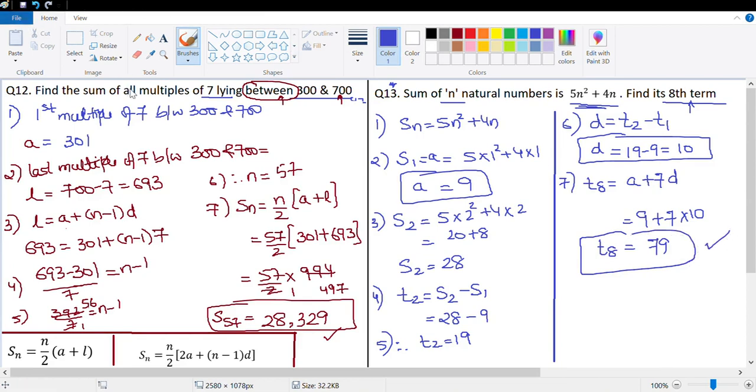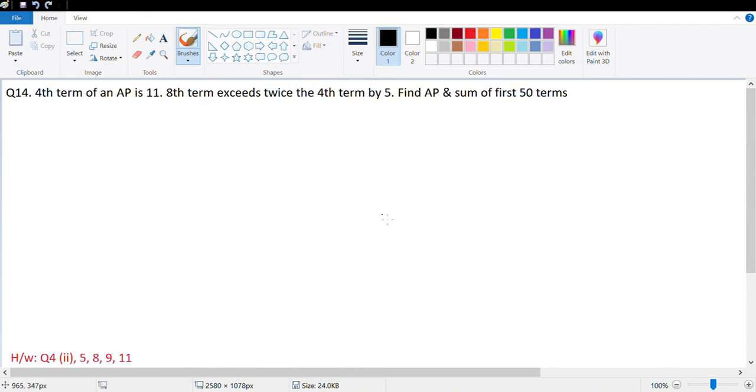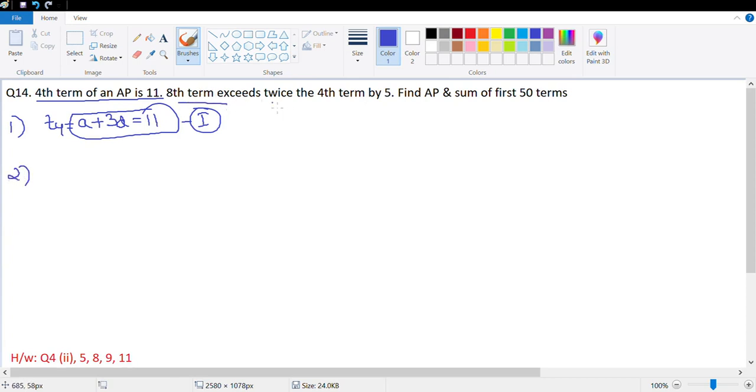Good. That brings me to the last question of this exercise that I do with you, which is question number 14. It says fourth term of an AP is 11. Okay, which gives me T4, which is equal to A plus 3D is equal to 11. That's my first equation. Second, eighth term exceeds twice the fourth term by 5. So eighth term exceeds, which means I have to add twice the fourth term. So T8 equals 2 times T4 plus 5.